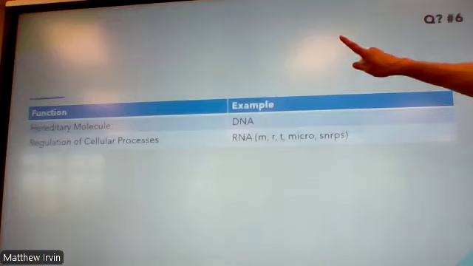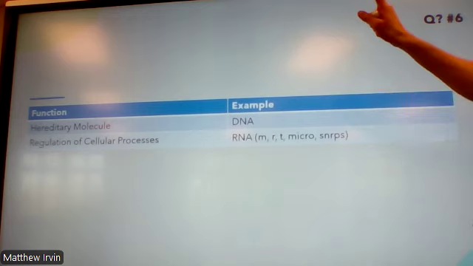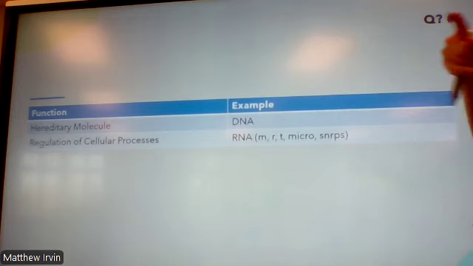DNA, hereditary molecule. RNA regulates everything by regulating protein synthesis. What is this? This is question number 6.